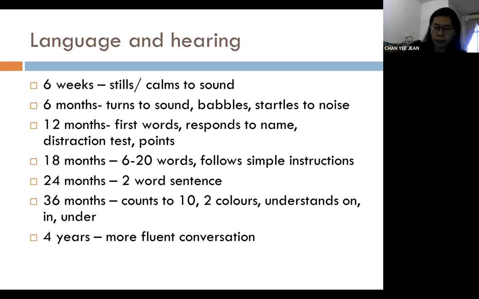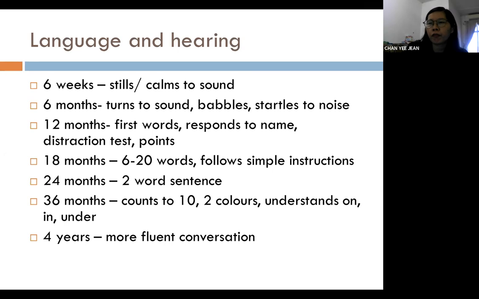For colors, you remember that they learn the primary colors first, then the secondary colors. So usually they know yellow, red, and blue first. Then only they'll know green, orange, and purple. The last will be black and white. So if the child can recognize green and orange, then most likely the child already knows red, blue, and yellow. Right?